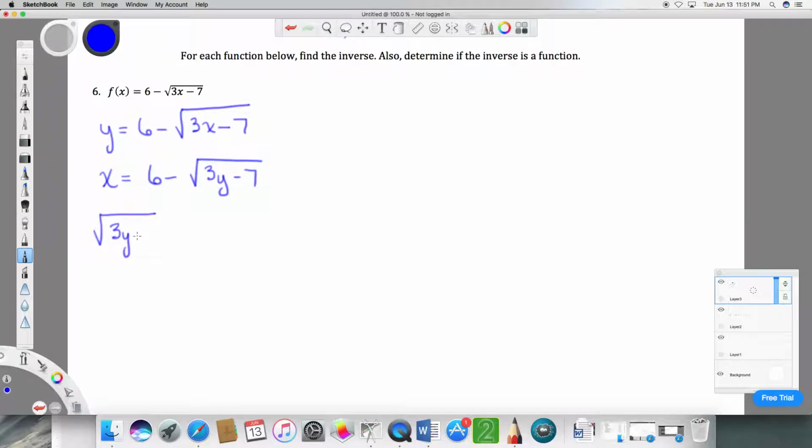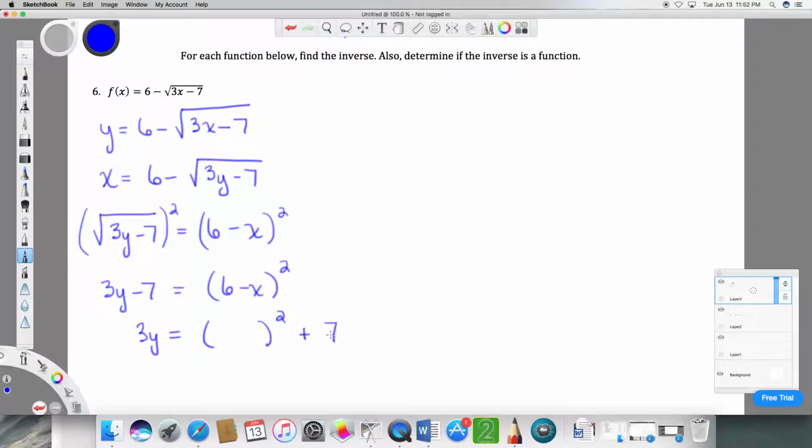So I have the square root of 3y minus 7 is equal to 6 minus x. I am going to square each side of this equation. So when I square the left-hand side, to balance the equation, I have to square the right-hand side. So I have 3y minus 7 is equal to the quantity 6 minus x, squared. Let's add 7 to each side.